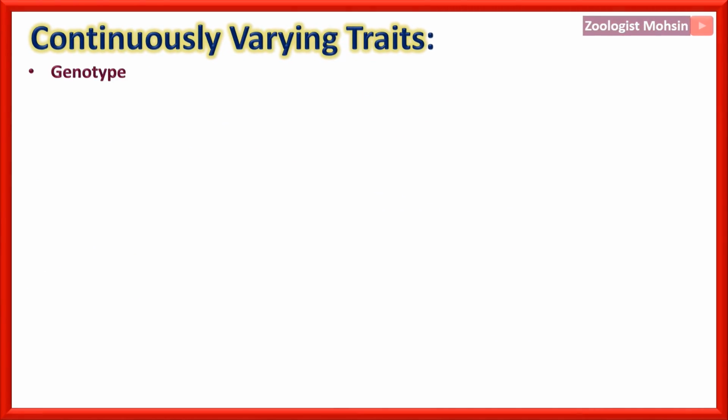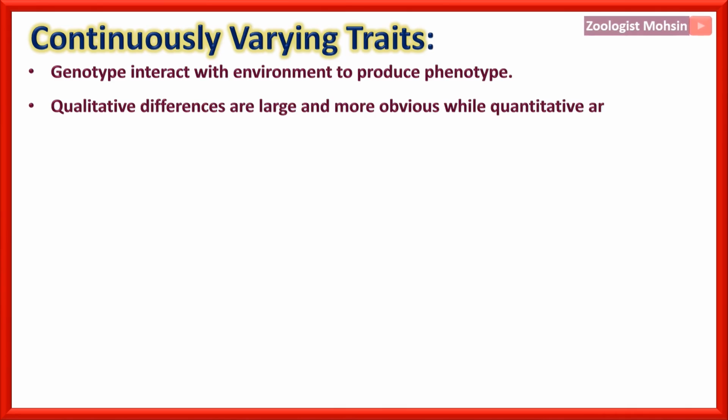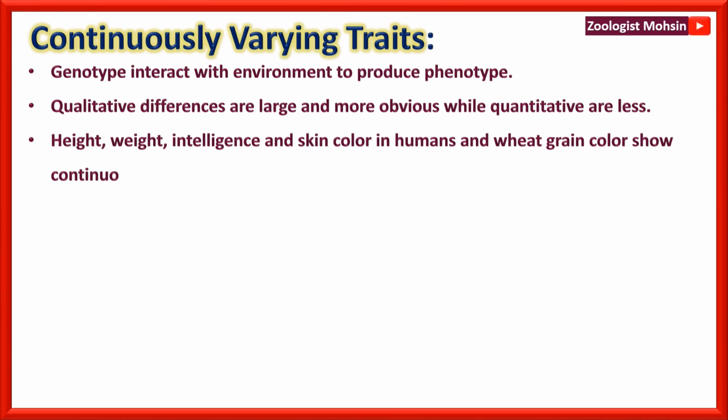Continuously varying traits. Genotype interacts with environment to produce phenotype. So if environment changes, then the phenotype may be different. Qualitative differences are large and more obvious or more visible, while quantitative are less obvious or less visible. Height, weight, intelligence and skin color in humans and weight, grain color show continuous quantitative variations.